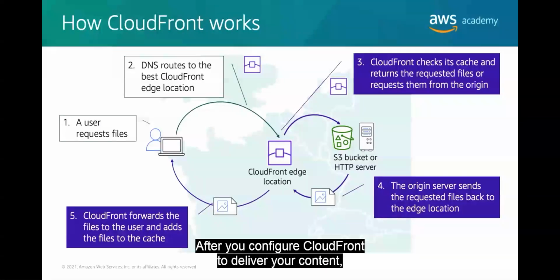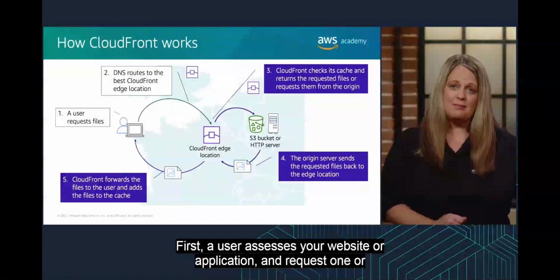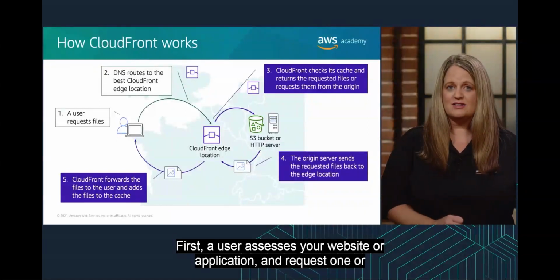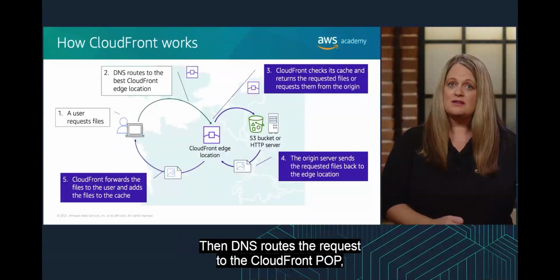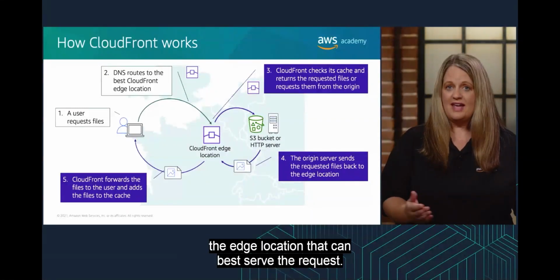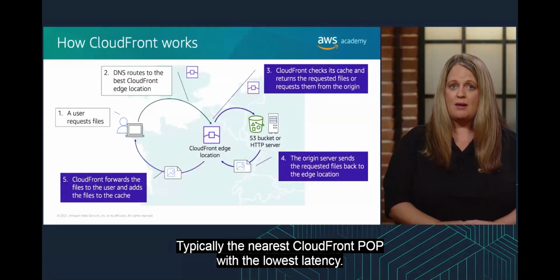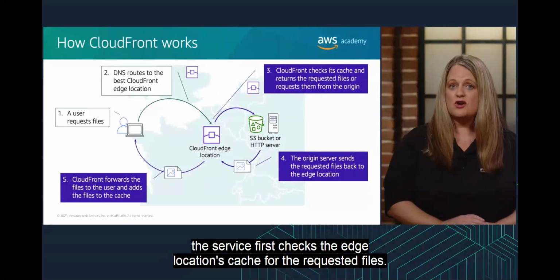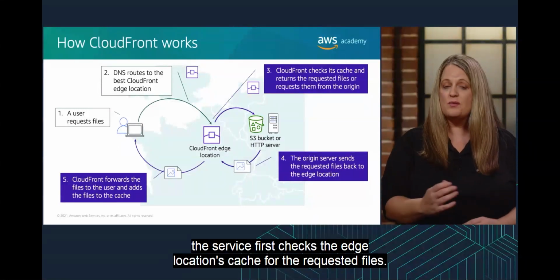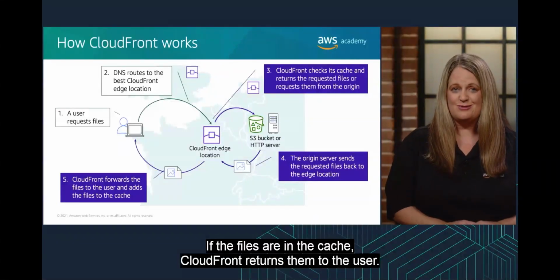After you configure CloudFront to deliver your content, what happens when users request your files? First, a user accesses your website or application and requests one or more files, such as an image file and an HTML file. Then, DNS routes the request to the CloudFront POP, the edge location, that can best serve the request, typically the nearest CloudFront POP with the lowest latency. When CloudFront receives the request, the service first checks the edge location's cache for the requested files. If the files are in the cache, CloudFront returns them to the user.